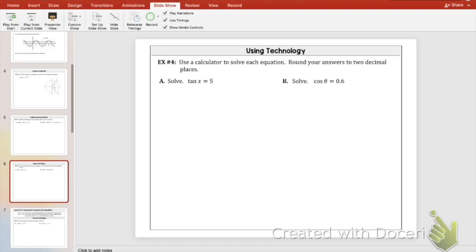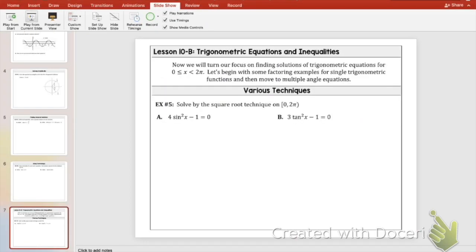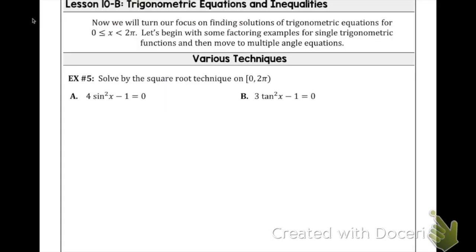Okay, let's move on to part B. So in part B, we're going to turn our focus to finding solutions of trig equations and make our equations a little bit harder than just adding, subtracting, and dividing steps. So now we're going to get into factoring and maybe potentially doing different types of quadratic work with them. So we're just stepping up our game.